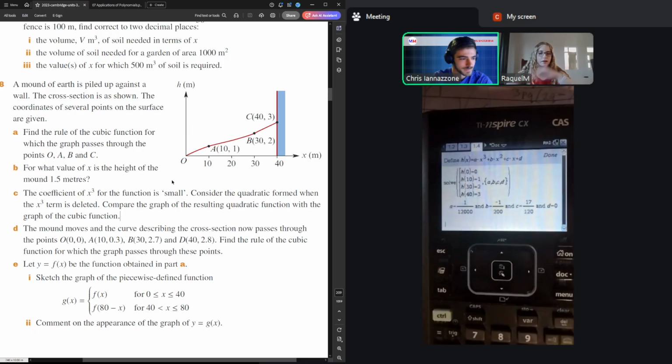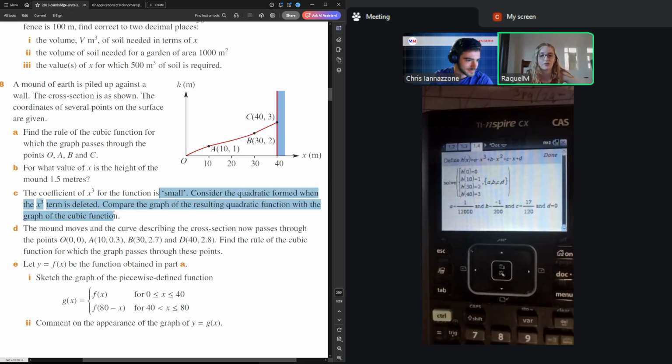Is it like methods, in that I'd have to have a proper report written out that's meant to be formatted in a certain way to compare? Like when it says consider the quadratic form and then compare the graph of the resulting, is there a proper sentence structure to answer that?